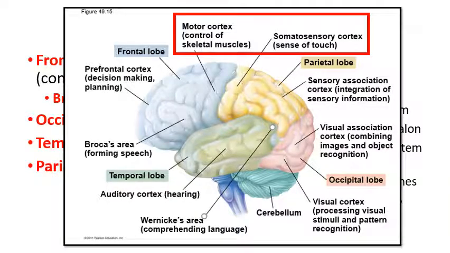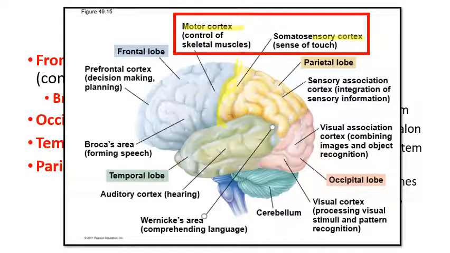All right, now I want to draw your attention to these two gyruses here. Remember, if you have a fold, the bump of the fold is called a gyrus, the dent of the fold is called a sulcus. This very large sulcus that runs halfway down the brain and separates the parietal lobe from the frontal lobe is called the central sulcus. The gyrus anterior to the central sulcus is called the precentral gyrus. The gyrus posterior to the central sulcus is called the postcentral gyrus, but they also have the names motor cortex and somatosensory cortex.